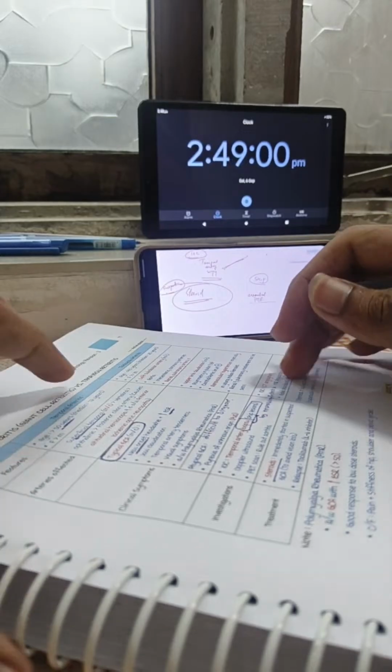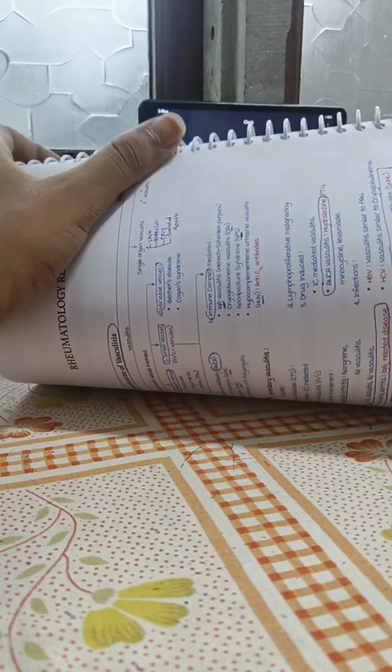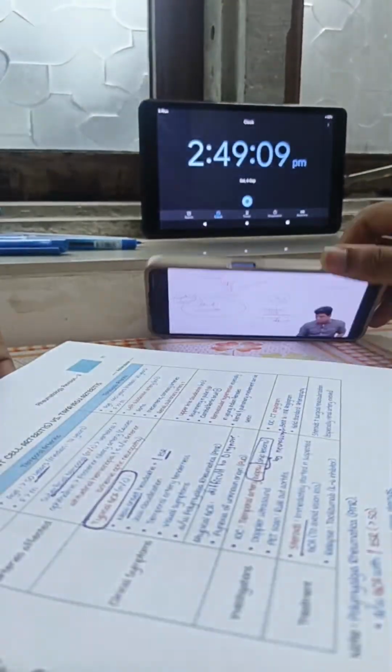So polymyalgia rheumatica goes hand in hand with GCA. That's another thing that you have to keep in mind. What is polymyalgia rheumatica? An elderly person who has pain and stiffness of the hip to shoulder, pelvic girdle. Okay, hip to shoulder and pelvic girdle.